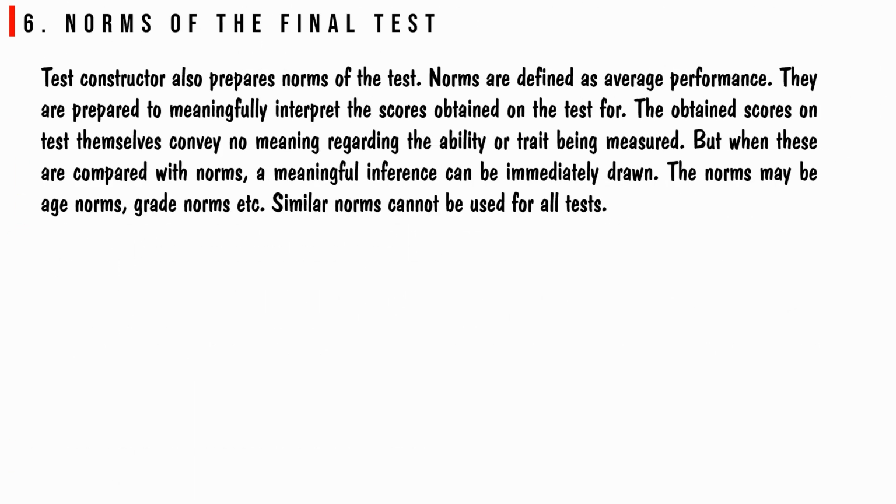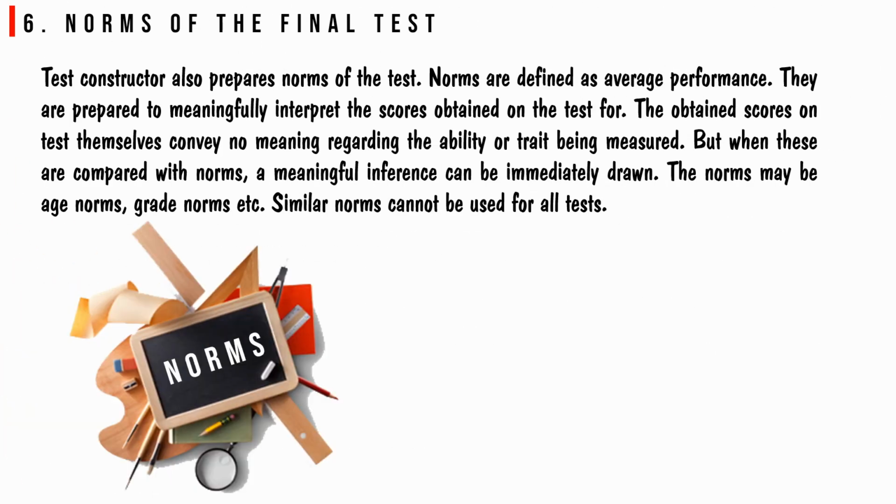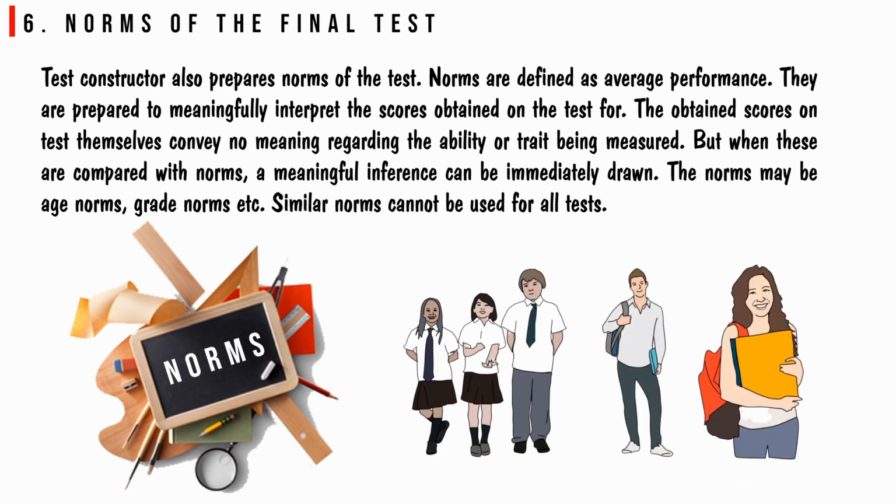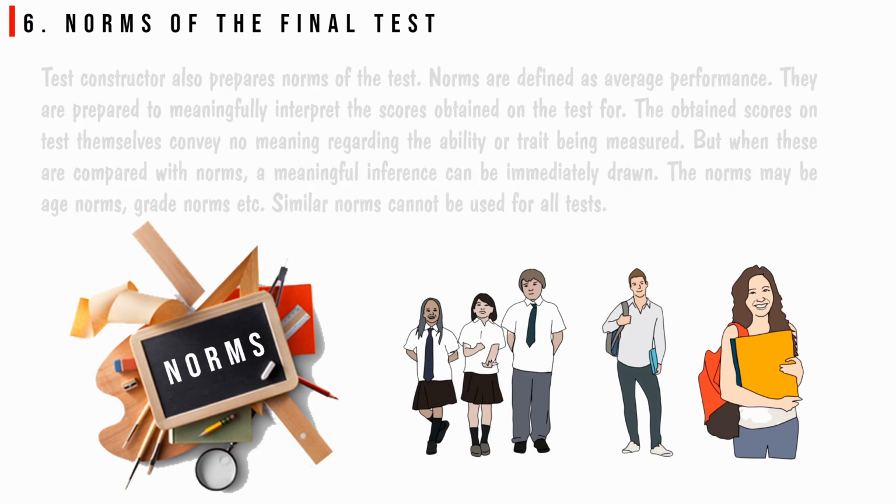Norms of the final test. The test conductor also prepares norms of the test. Norms are defined as average performance. They are prepared to meaningfully interpret the score obtained on the test. The obtained scores on a test themselves convey no meaning regarding the ability or trait being measured. But when these are compared with norms, meaningful inferences can be immediately drawn. The norms may be age norms, grade norms, etc. Similarly, norms cannot be used for all tests.